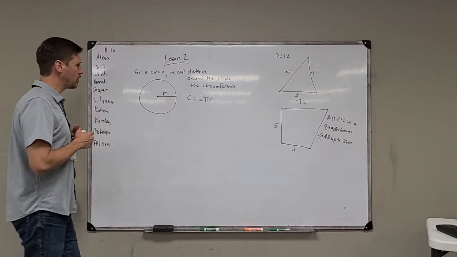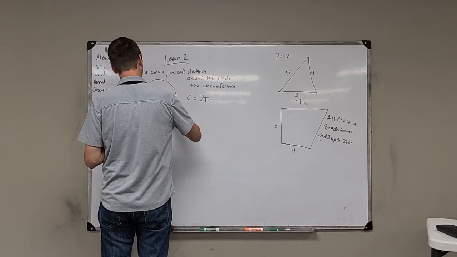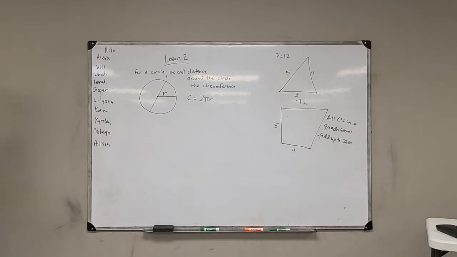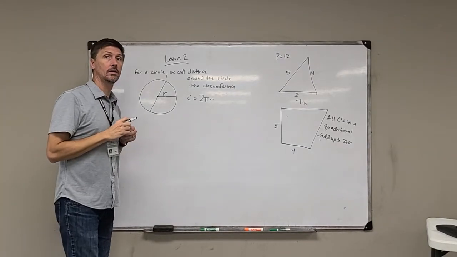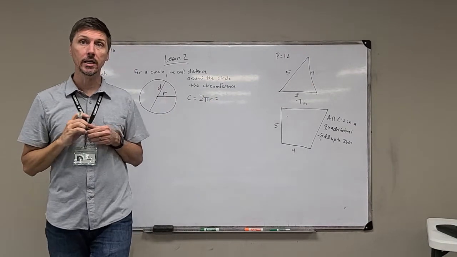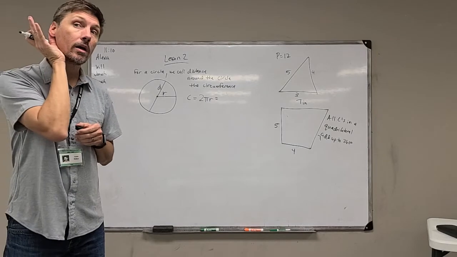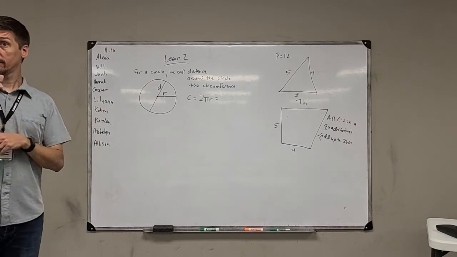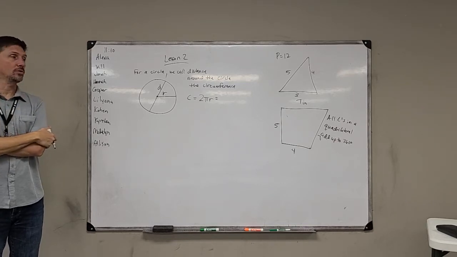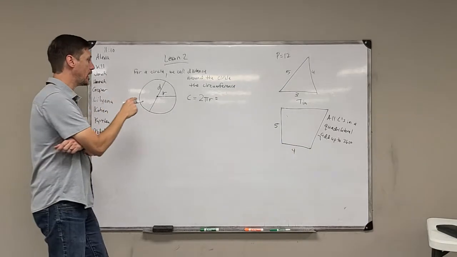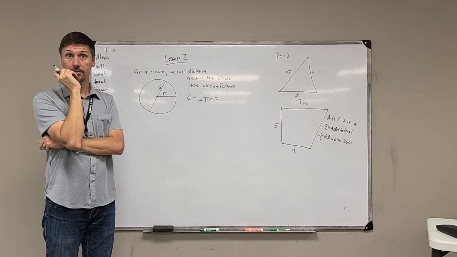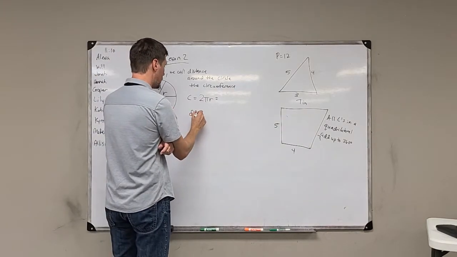Now, what if I don't give you r? What if I instead give you the distance from one side of the circle to the other? What do we call that? That's the diameter, so we would label that with D. So what would the circumference formula be with D? You're close, you're thinking the right way, but let's think about it like this. How does r relate to D? How many r's are in D? 2. So isn't it true that D equals 2r?